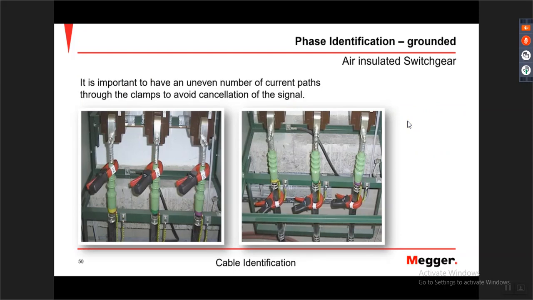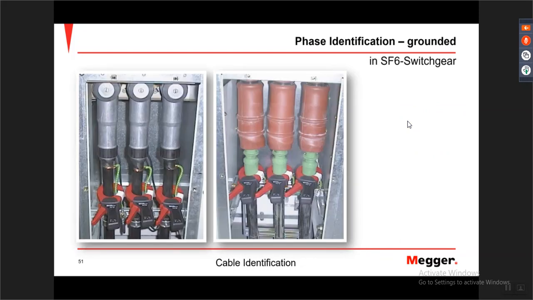As you can see in the picture, the units are just clamps. Clamp on, each clamp has its own individual signal, and it will tell you what clamp the cable is connected to.